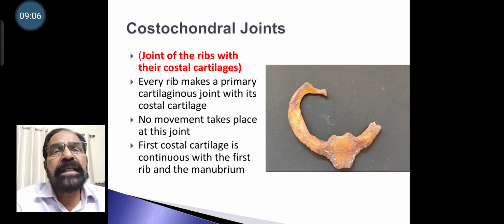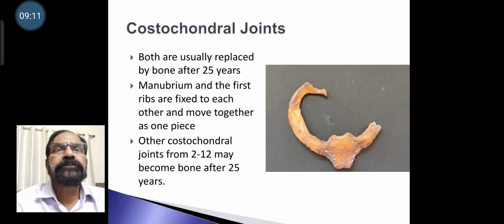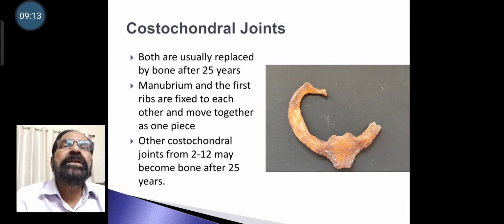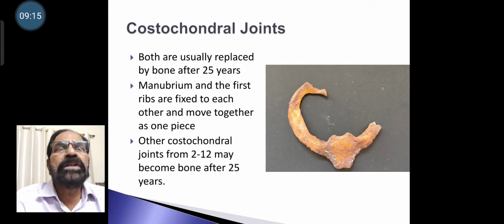The first costal cartilage is continuous with the first rib and the manubrium. Both are usually separated. Both are usually replaced by bone after 25 years. The manubrium and the first rib are fixed to each other and move as one piece. Other costochondral junctions, from 2 to 12, may become bone after 25 years.